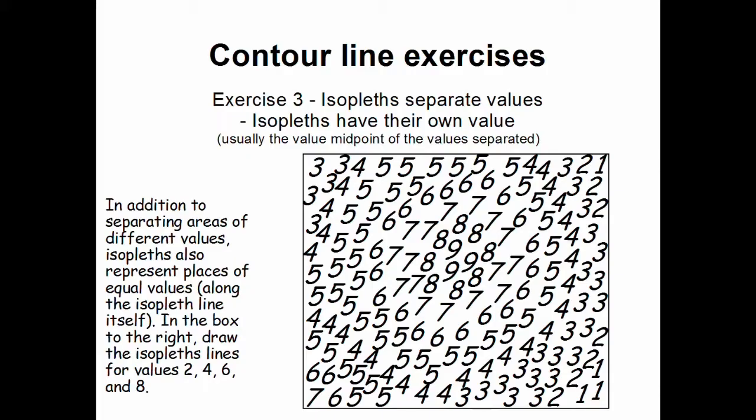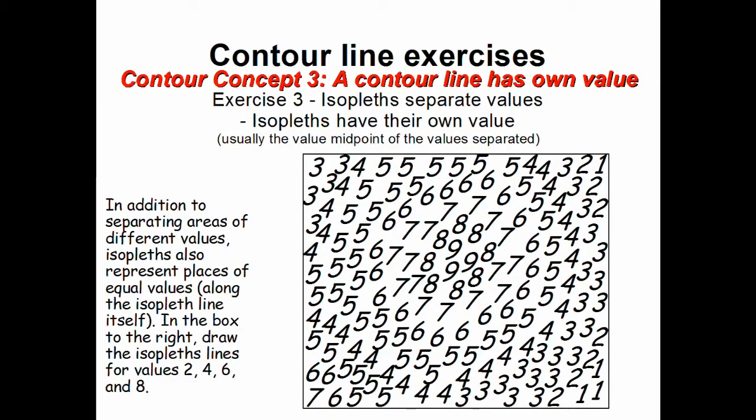Remember, all these little numbers in there are actually data points, and are right in the middle of that number. So here you have to have several isoplus that all need to fulfill their functions. Are they separating values, like higher from lower ones? Do they have their own value when you complete it? Give it a try. This is really the concept number 3 that we will introduce here, that the contour line definitely has its very own value.